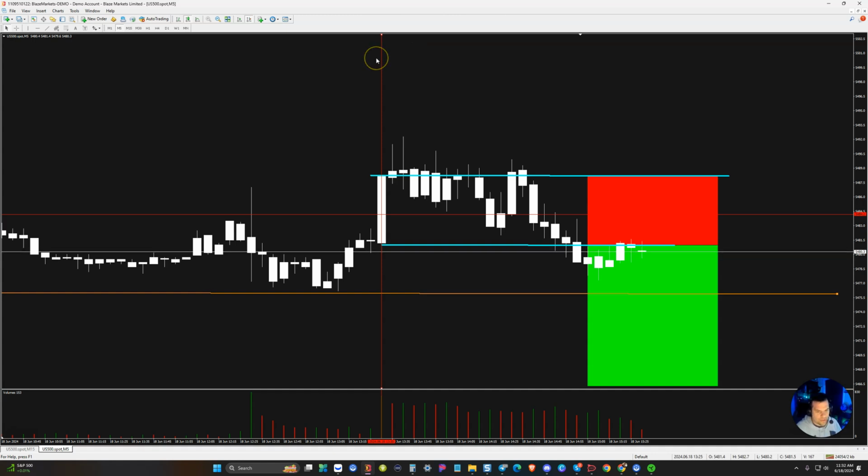So step one, 5 minute chart. Step two is you draw a line on the high at the very top. So if you get a wick like this, you draw it right there. A wick like that, you draw it right there. So this is our candle.